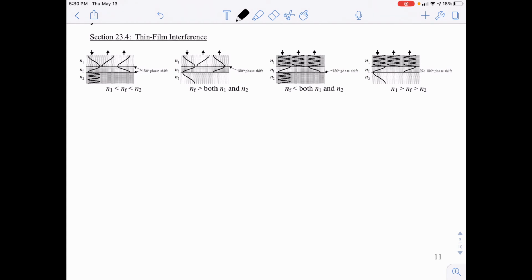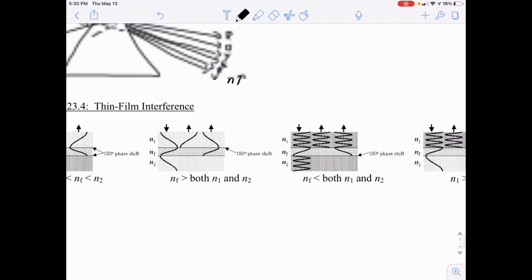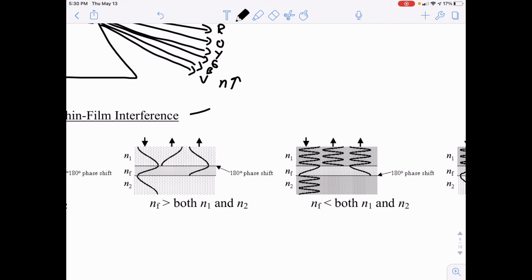Section 23.4, thin film interference. Thin film interference represents the last application of physical optics wave interference. It is typically visualized with things like an iridescent or rainbow appearance. And where would we see this iridescence or this rainbow appearance?